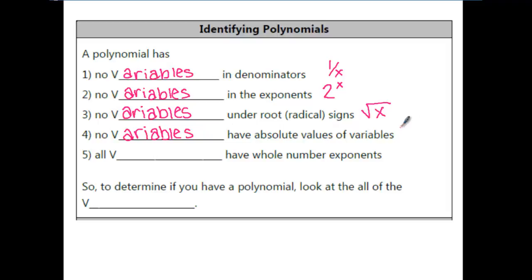It has no variables with absolute values of variables, like the absolute value of x, and all the variables have whole number exponents. So you won't see something like x to the 2/3 power or x to the 0.3 repeating power. So to determine if you have a polynomial, you need to look at all of the variables.